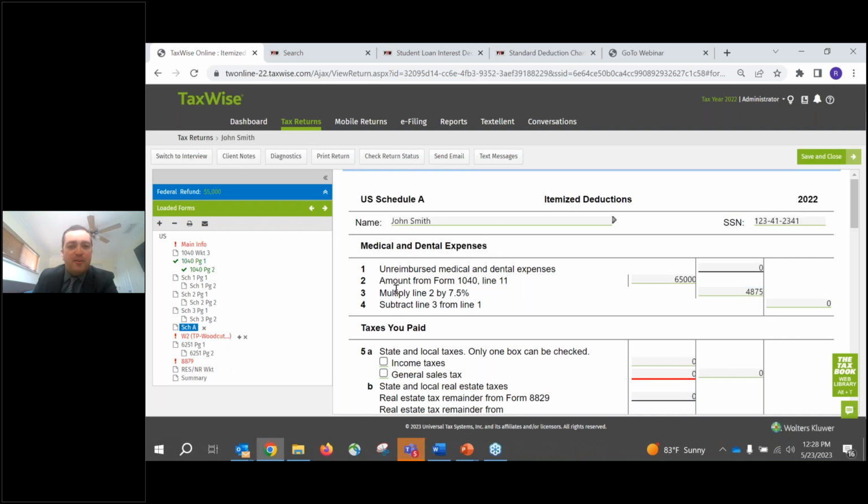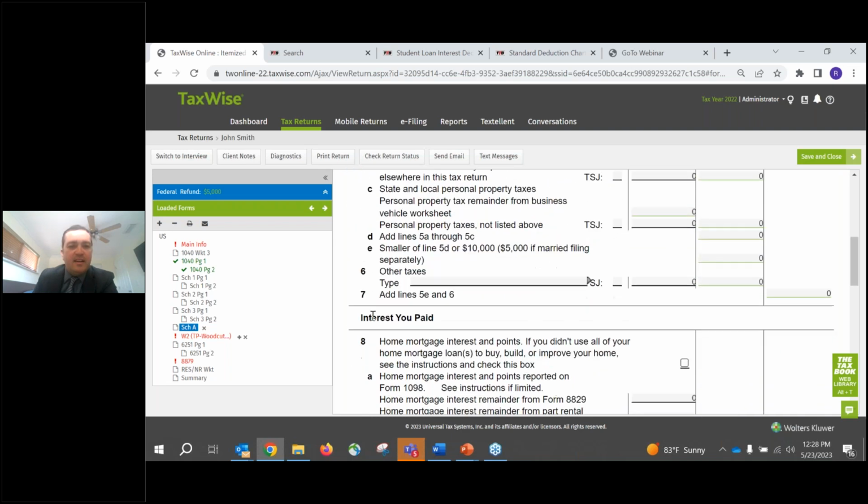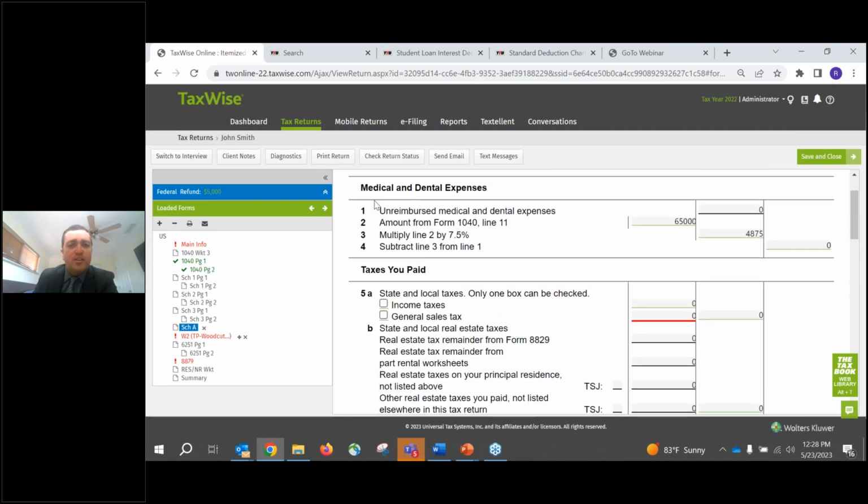You can see we have our medical, dental, our taxes paid, interest paid. You can see I just took the form and that's the order that we're going in. So we're going to start off with our medical and dental expenses. And we can see that the tax software is actually calculating some of these key limitations for us.